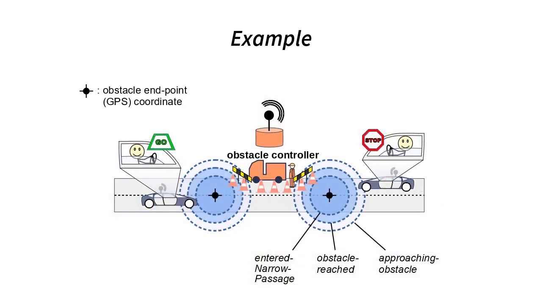As an example, we consider a car-to-X system that coordinates cars passing through a narrow passage created by an obstacle. The two endpoints mark the position of the obstacle. There are perimeters around each endpoint that, when a car passes them, represent the events of approaching the obstacle, reaching the obstacle, and entering the narrow passage.